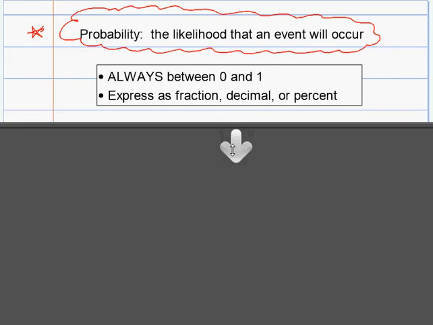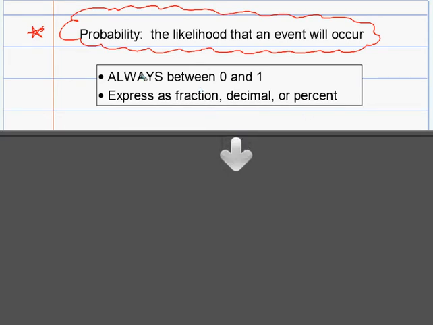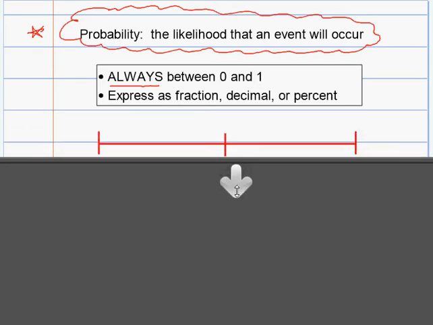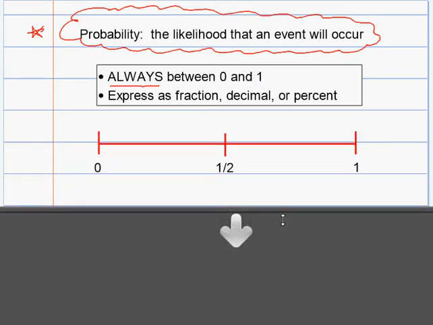There's some math related with probability, and there's some rules. Probability has to always be between 0 and 1. Okay, we can write it as a fraction, a decimal, or a percent. But the smallest it can ever be is 0, and the largest it can ever be is 1. And here's a little chart for you to write down in your notebook. And we're going to add some information in here. If something has a likelihood of 0 that it will occur, this is never.